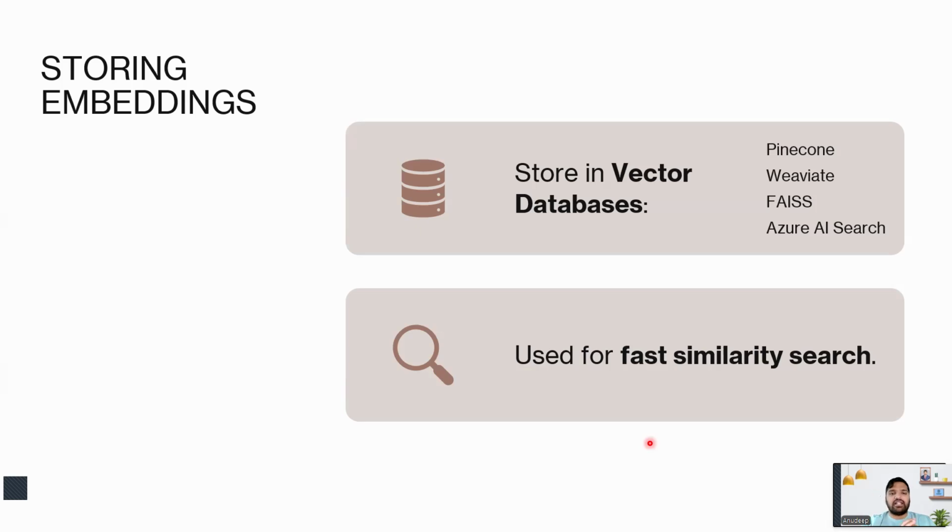Likewise, coming back to vector databases, we have multiple vector database offerings, starting from Microsoft Azure to different companies like MongoDB, etc. So we have Pinecone, Weaviate, FAISS, and Azure AI Search, as I told you, from Microsoft. These are the different vector databases that we can employ to store the embeddings.